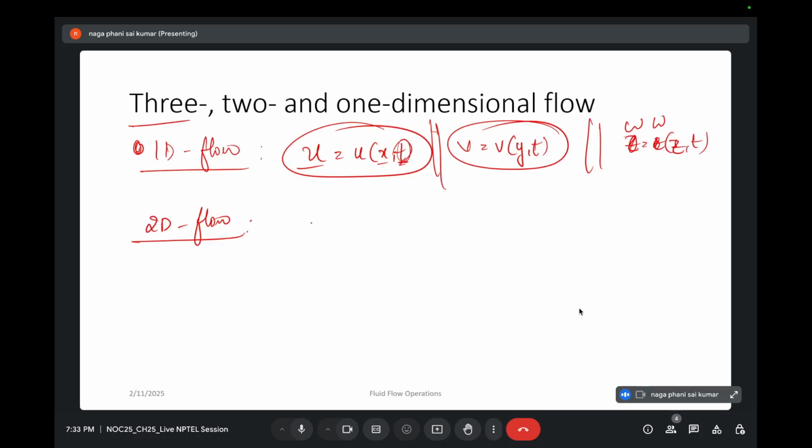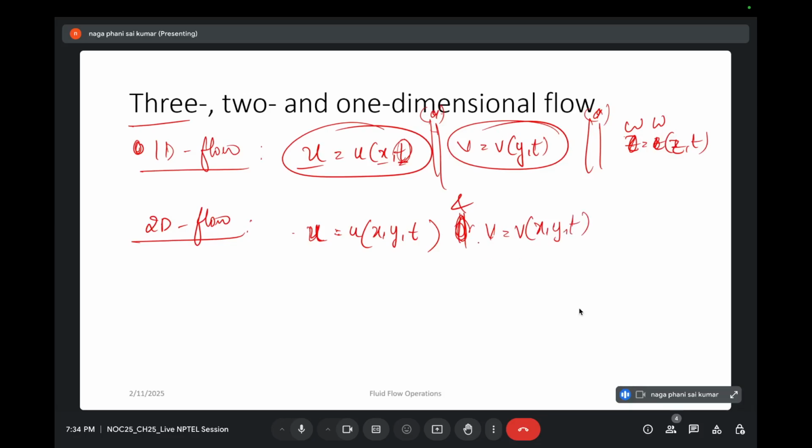Okay, so here let's say that u, the velocity in x direction, will be a function of x, y and time as well. Here we'll be having two velocities, right? So v will also be there along with this, because we are having only two dimensional velocity. So v is equal to v of x, y and t.